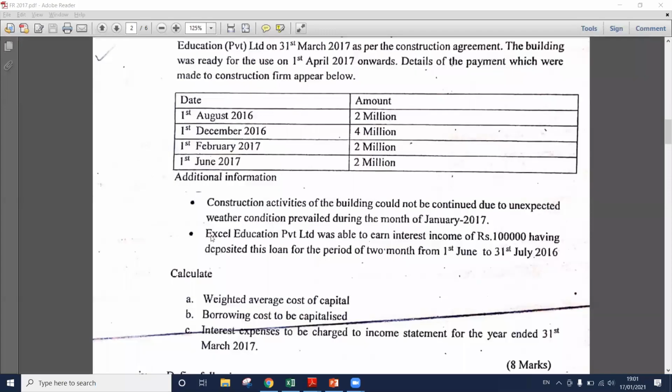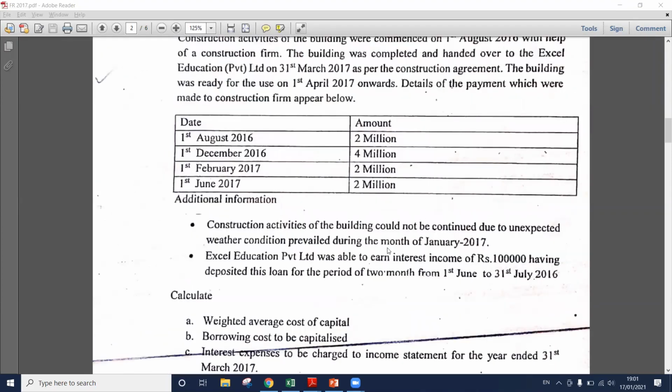And then in the second point, Excel Education Private Limited was able to earn interest income of 100,000, having deposited this loan for the period of 2 months from 1st of June to 31st July 2016. We invested the 10 million and received interest income of 100,000. We did not use the 10 million all at once; from time to time we have used it. So we know how to treat this.